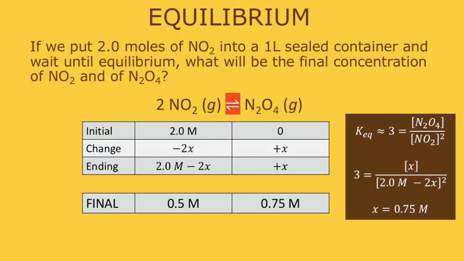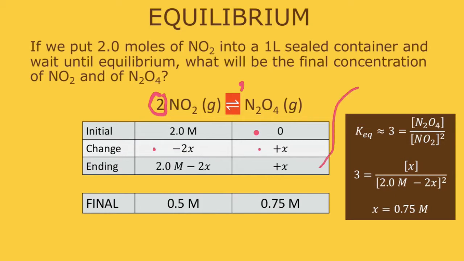During the equilibrium unit, we solved problems such as these. If we put 2 moles of NO2 in a 1 liter sealed container and wait until equilibrium, what will be the final concentration of NO2 and of N2O4? We already know our equation, and we're going to make our ICE table. So we start with the 2 molar NO2, and we have 0 molar N2O4, and then we're going to write our change, so we're going minus 2x because the coefficient is 2, and plus x because our coefficient is 1. And so we finally end with 2 molar minus 2x, and on the right side with x.